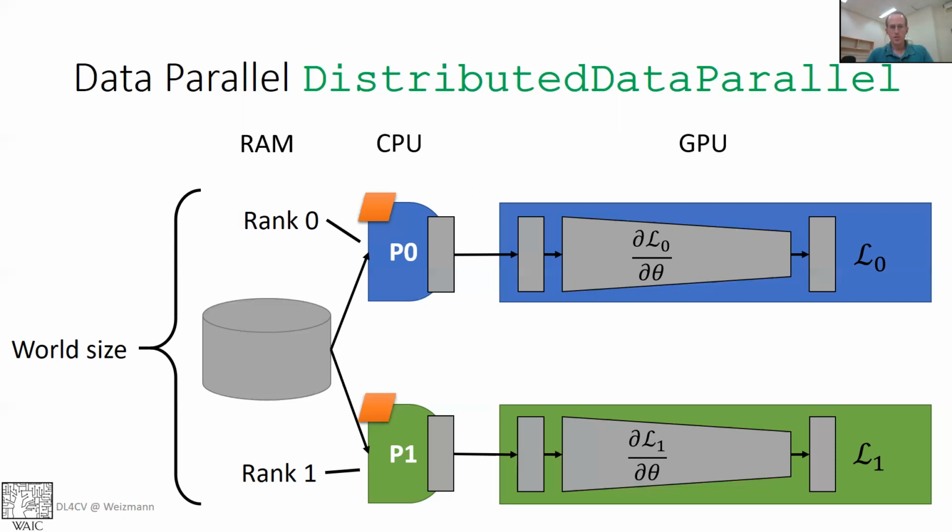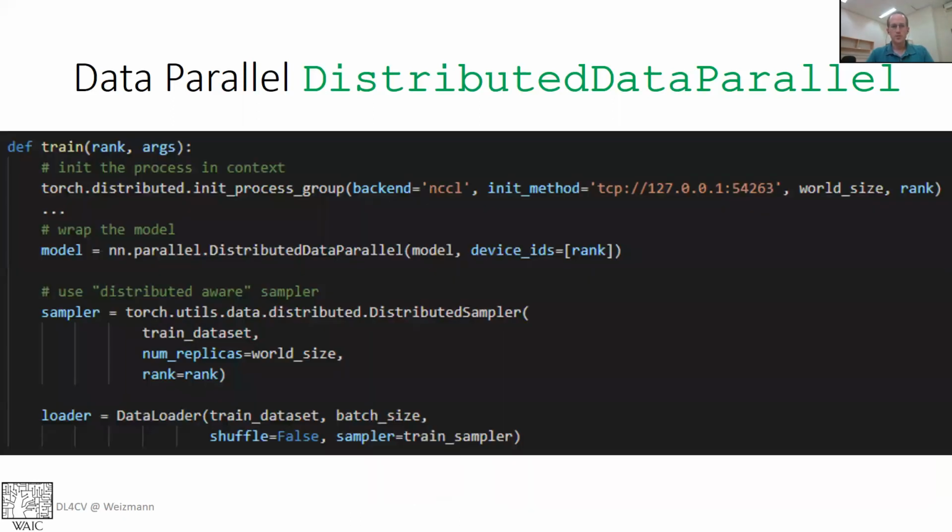So how does the code look? First of all, we have this program that runs on all the different processes. We have this single function, and each process runs a copy of it. The function gets the rank, to know on which of the GPUs on each of these instances it runs, and gets all the arguments it needs.